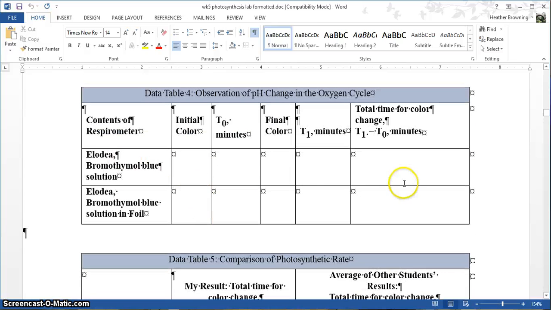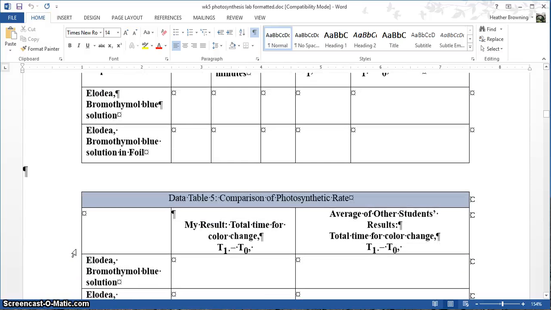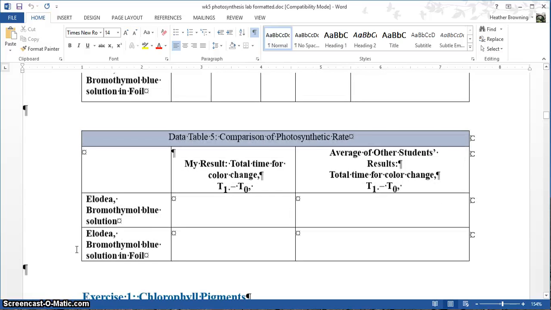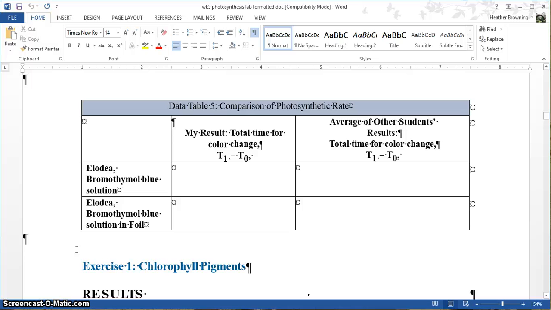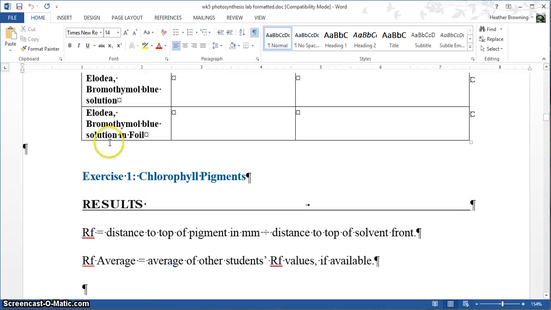Then we have our table 4, which is our color, the time in minutes. So 0, 1 minute is the difference of it. And this may be slightly different for everyone, so don't freak out. And table 5 will be much the similar. This is your results, the average of the other students. So hopefully we'll all share all this stuff so we can compare and contrast and make life easier, right?